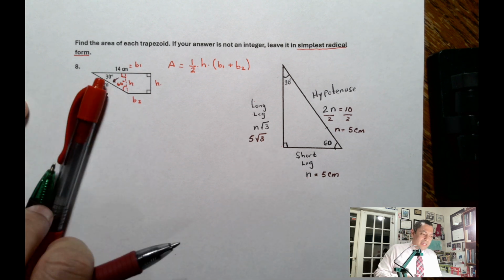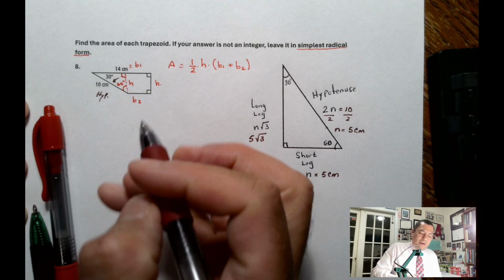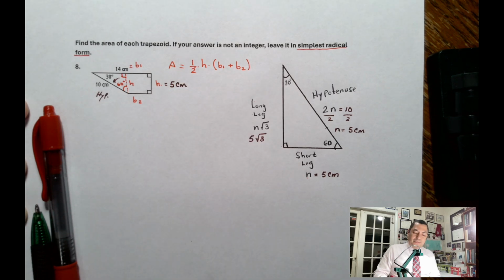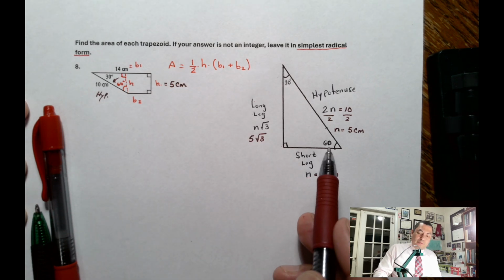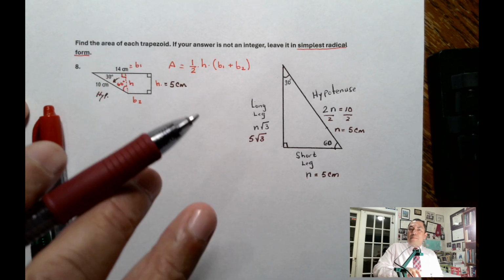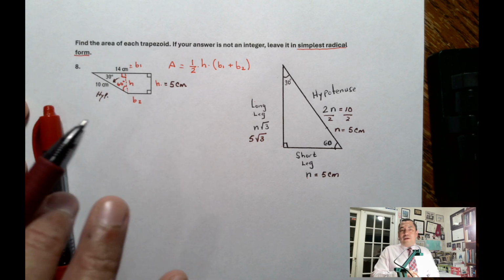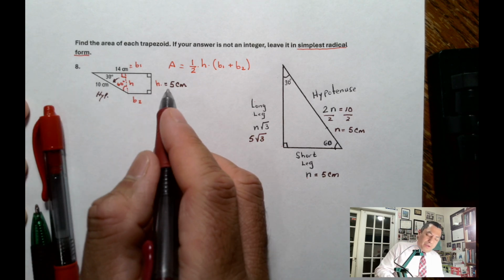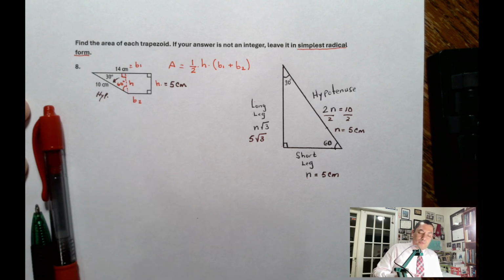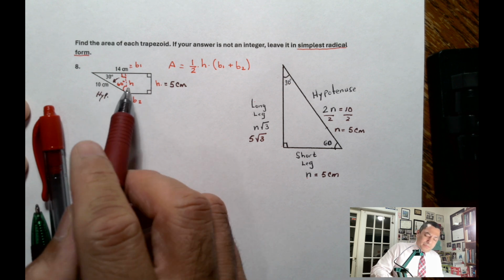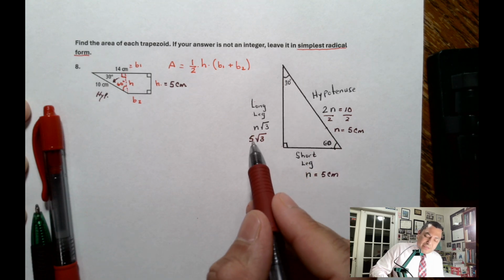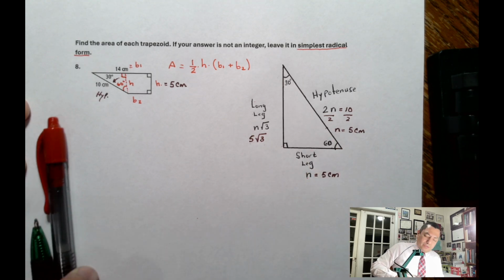So the height of this figure is 5 centimeters, because it's between the 60 and the 90 degrees. Remember, you can move this paper. You can move the triangles to make it match your figure. So h is 5 centimeters. So that makes my base 2. Now let's be careful, because in this case, this long leg between the 30 and the 90 degrees is 5 square root of 3.